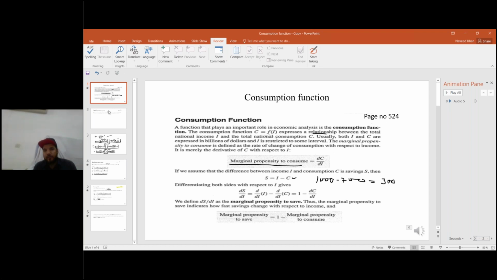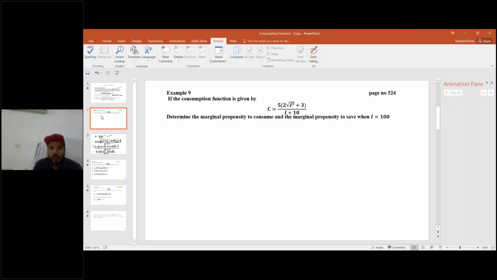Now look at this example. We have this question, and we will solve it like the question we have done before. It is also a quotient rule. Okay. Can you see this question on your screen?